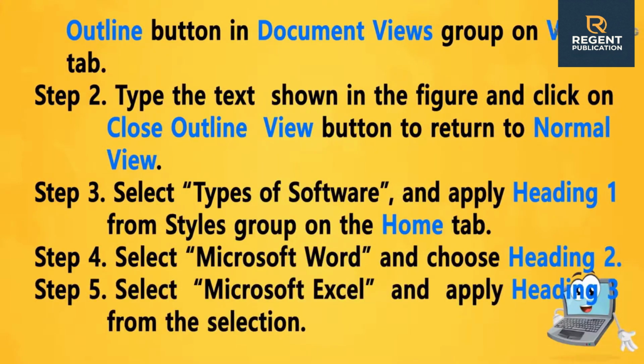Step 2. Type the text shown in the figure and click on Close Outline View button to return to normal view. Step 3. Select Types of Software and apply Heading 1 from Styles group on the Home tab. Step 4. Select Microsoft Word and choose Heading 2. Step 5. Select Microsoft Excel and apply Heading 3 from the selection.